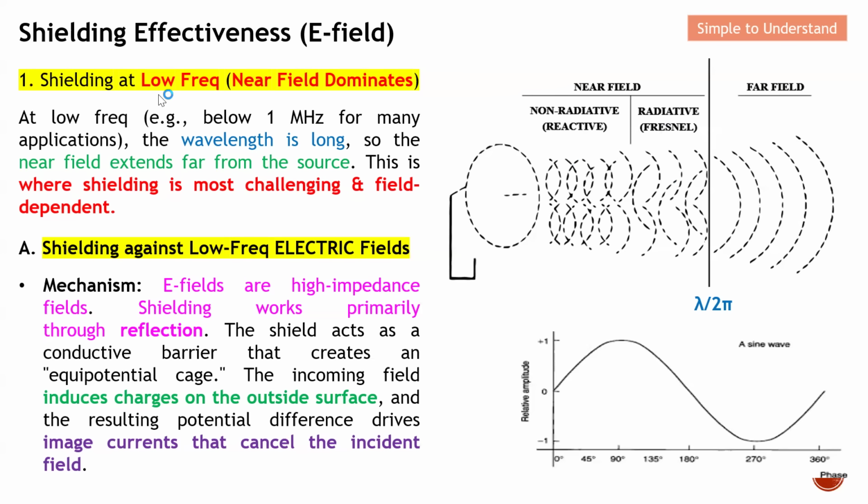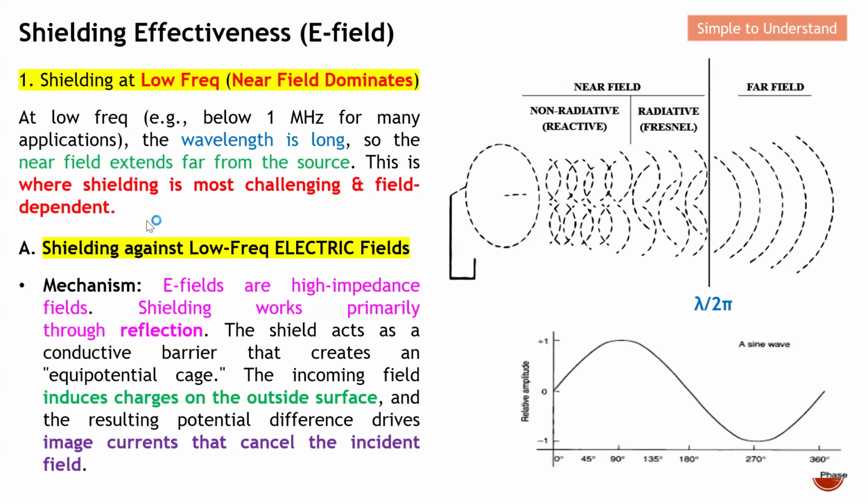At low frequency, typically below 1 megahertz, the wavelength is long, so the near field extends far from the source. This is where shielding is most challenging and field dependent. In short, it is always very challenging to shield against near field. It is definitely much easier to shield against far field.